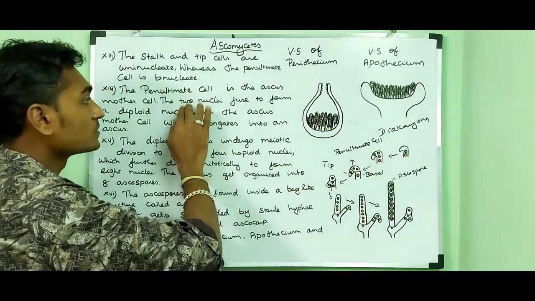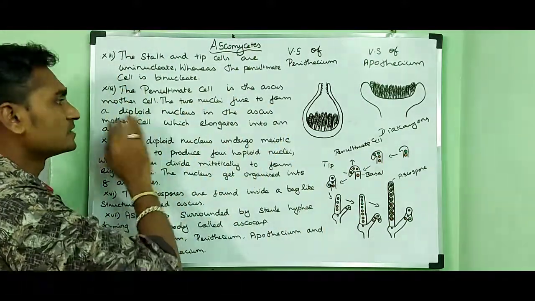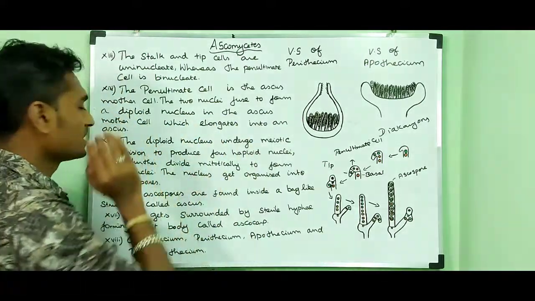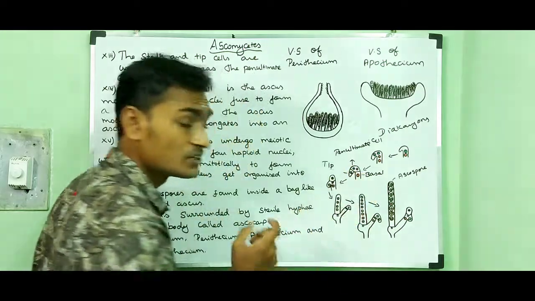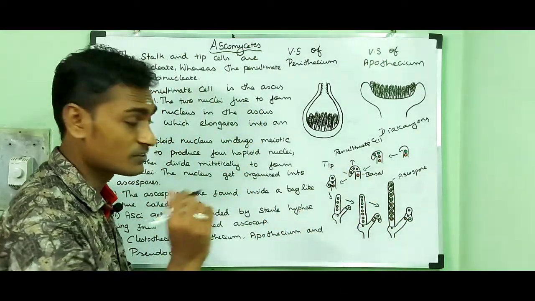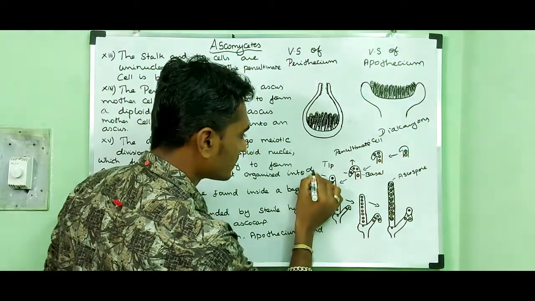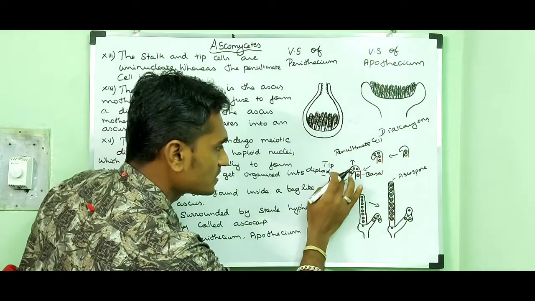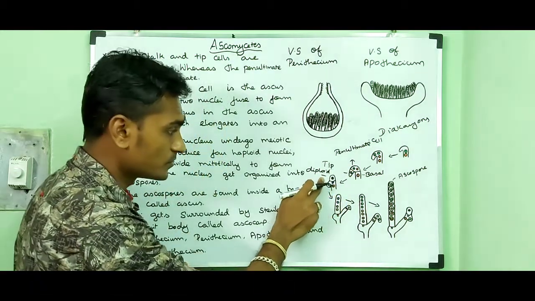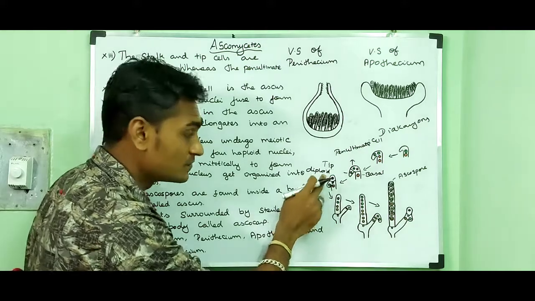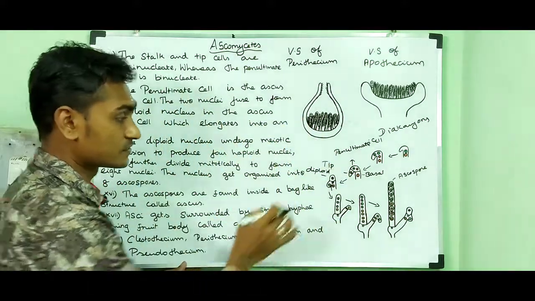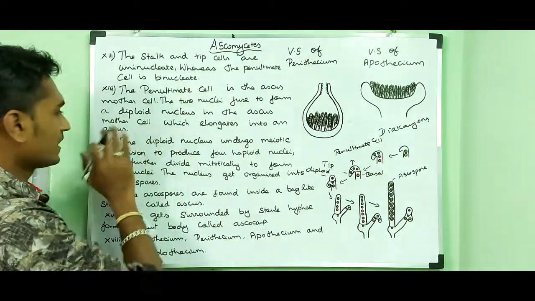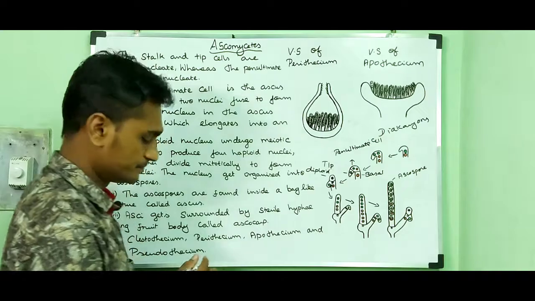Then the two nuclei fuse to form a diploid nucleus in the ascus mother cell, which elongates into an ascus. So these two nuclei get fused, resulting in the formation of a diploid nucleus in the ascus mother cell, which elongates into an ascus.